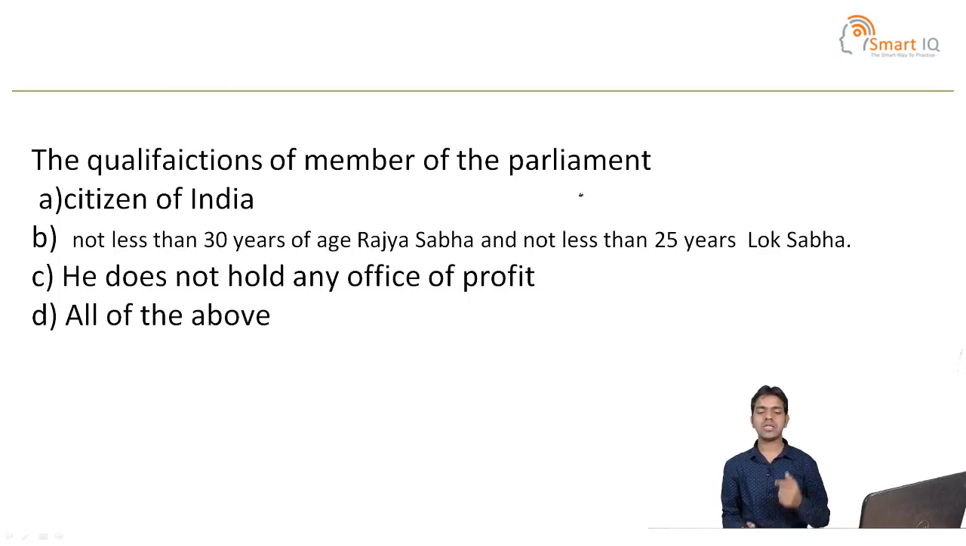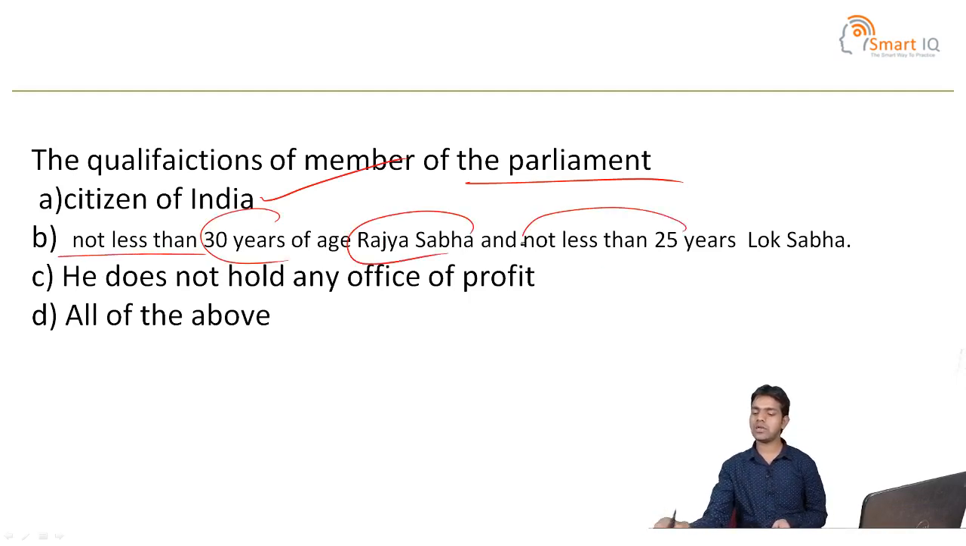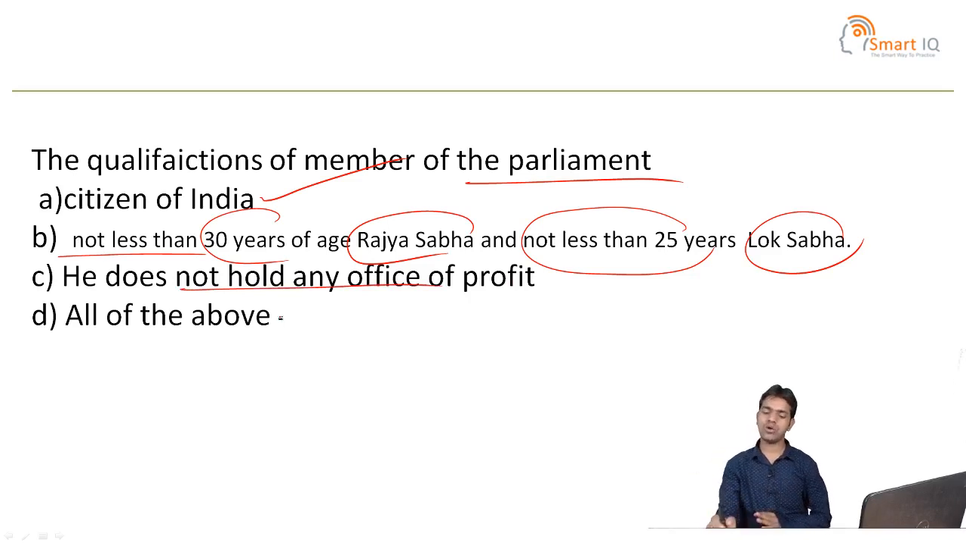So next question, the qualifications of members of the Parliament. Option A, he should be a citizen of India. Option B, not less than 30 years of age in the Rajya Sabha and not less than 25 years of age in the Lok Sabha. Option C, he does not hold any office of profit under the Government of India or state legislature. Option D, all of the above. So here all of the above is the correct answer.